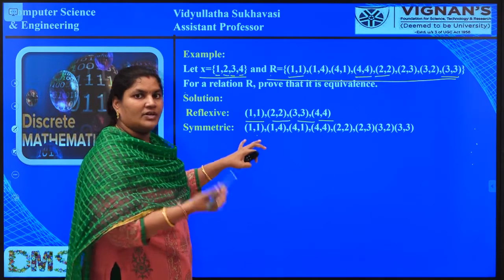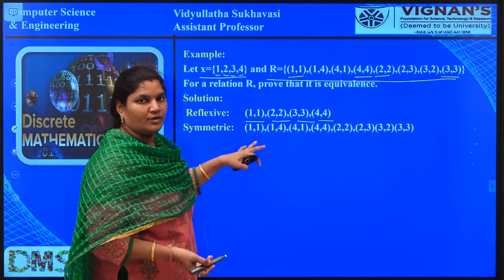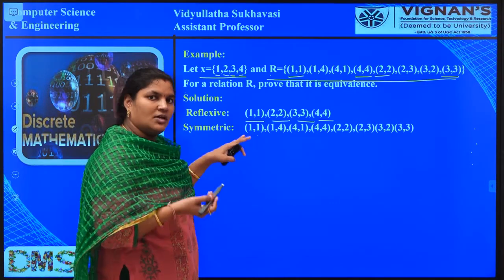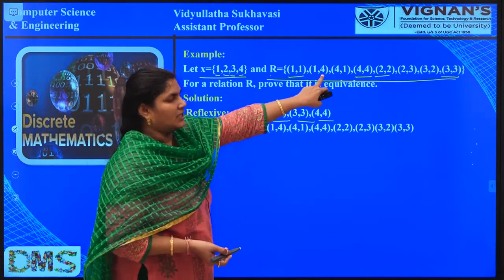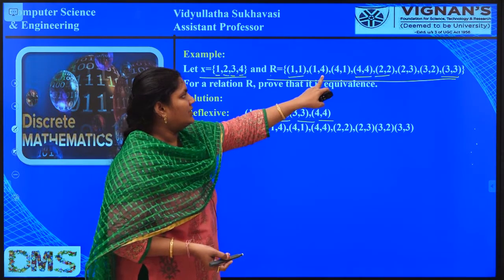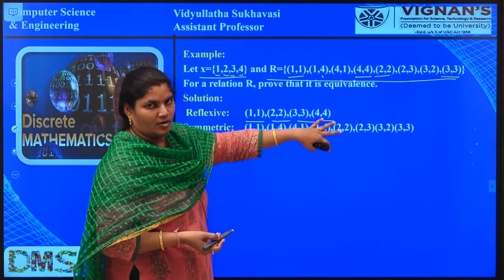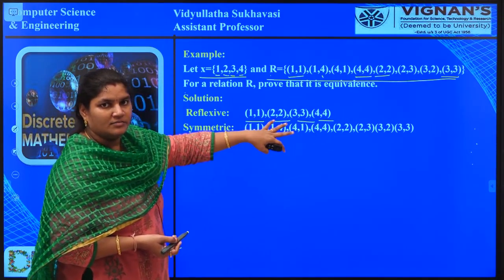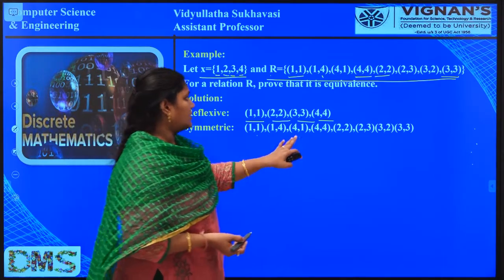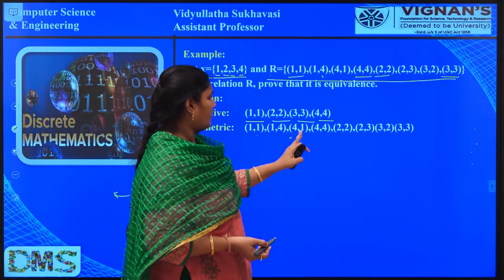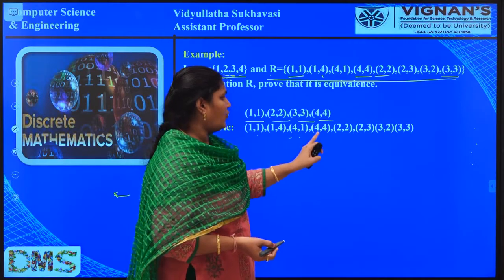Next, for satisfying the symmetric property, see here (1,1). If you write the inverse form for this also, we will get the same, so no need to check that. (1,1) is there means the B comma A form is also there in the relation R. Then (1,4) is there. So next we need to check for this B comma A form, that is whether (4,1) is present in the relation R or not. Yes, it is there. Already we have checked (1,4). So next move to the next ordered pair, that is (4,4).